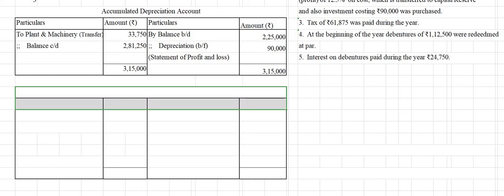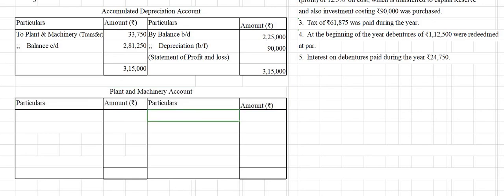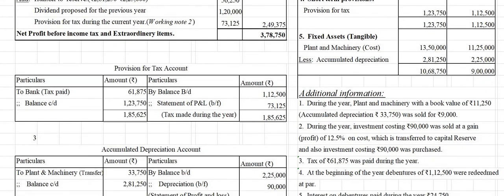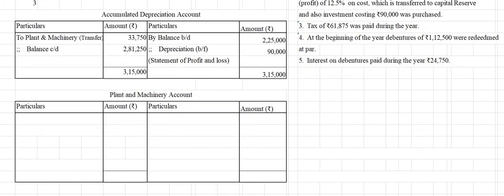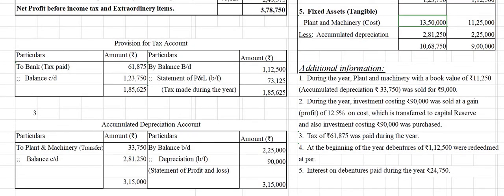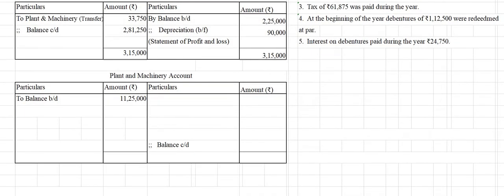So let us prepare the plant and machinery account also to see how the items will be shown in that account. So in the plant and machinery account, we can write the opening balance. Opening balance is 11,25,000, you can see. So 11,25,000 we are writing here, balance brought down. And the closing balance will be written at the end of the credit side. Closing balance, here we have closing balance 13,50,000. So 13,50,000.